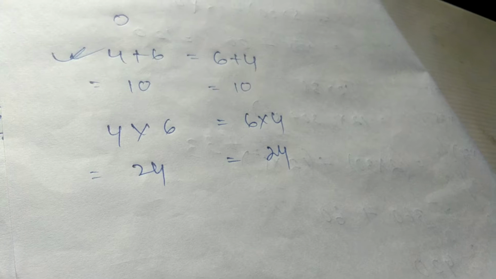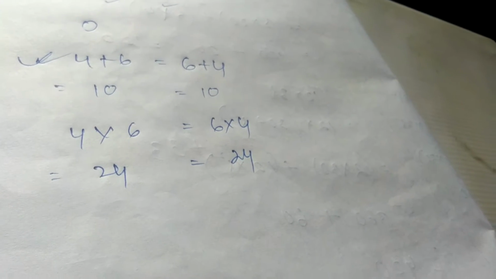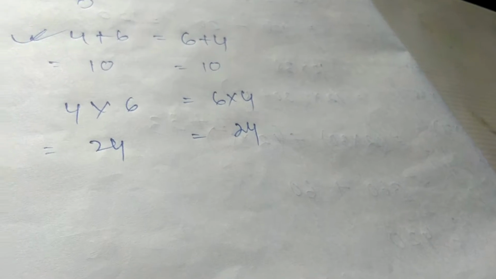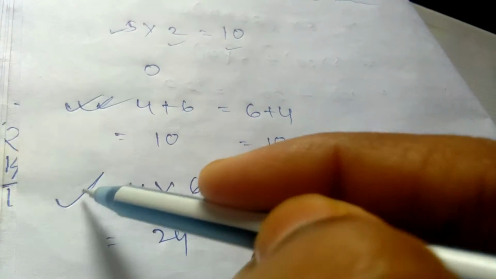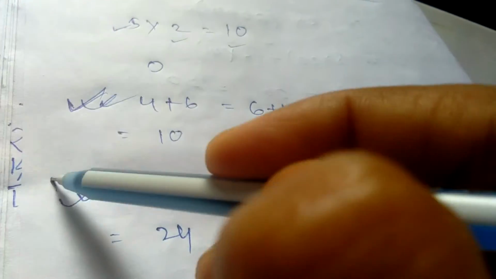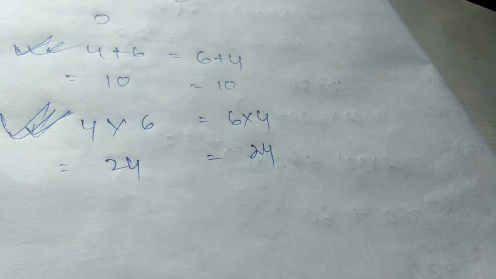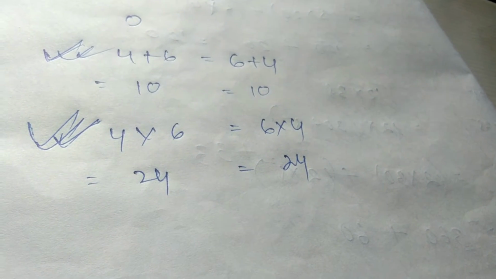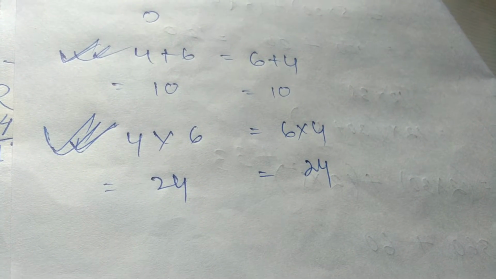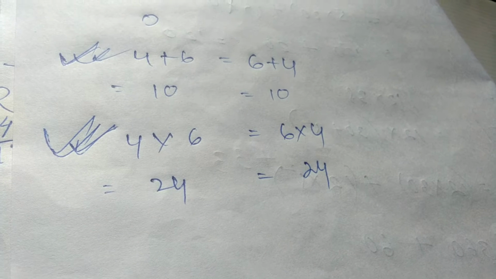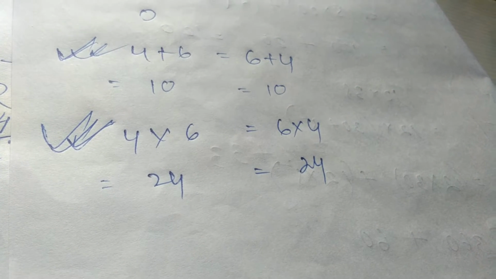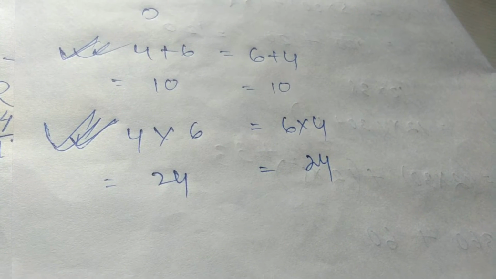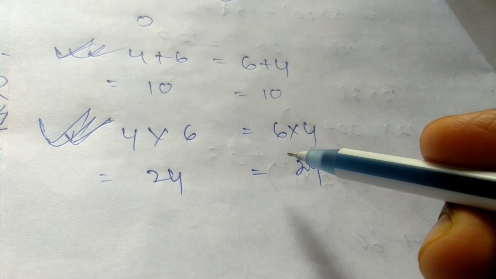Thus, addition and multiplication are commutative for whole numbers. Remember, only addition and multiplication are commutative for whole numbers. Subtraction and division do not come under this commutative property. So we have done the closure property, and we have done the commutative property.